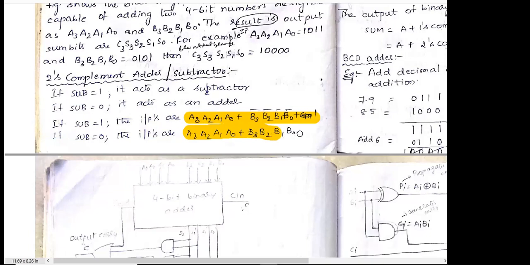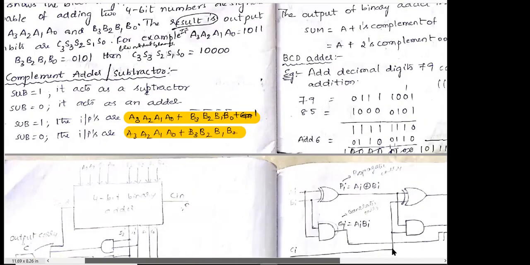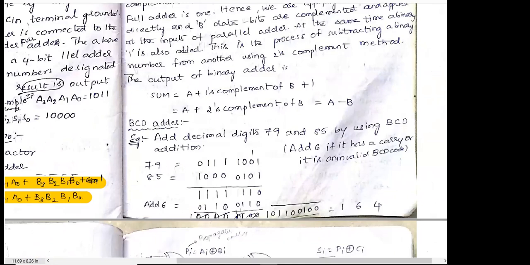It is performing 4-bit binary parallel addition. That is A3, A2, A1, A0 is added with B3, B2, B1, B0. And here, why 2's complement came, if you observe the circuit diagram, see the first full adder. In the first full adder, we are having A0 and B0. A0 and B0 are added with.